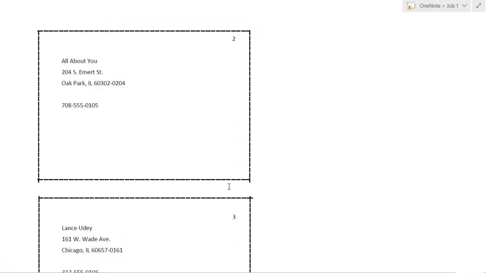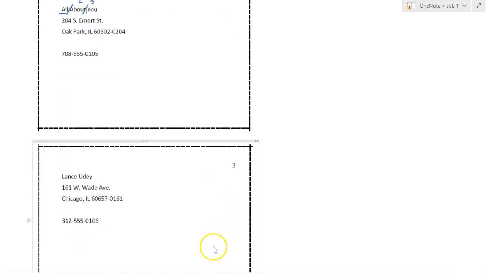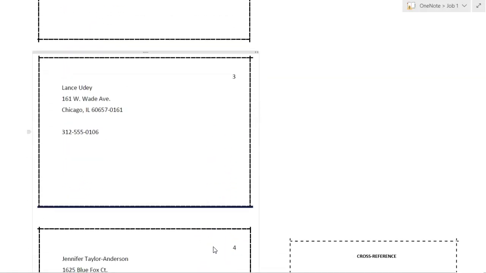For card number 2, this is a business name, all about you. So we just need to index this as written. Okay, there's nothing more here. Same thing for card number 3. This is a personal name, so we're simply going to underline the last name as a key unit and put a number 2 for the person's first name.